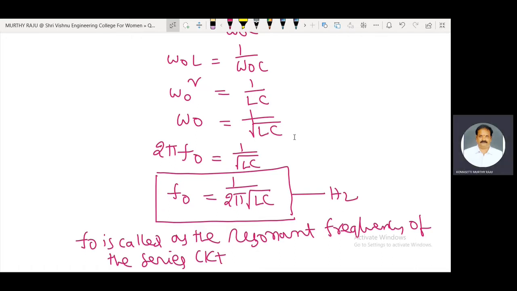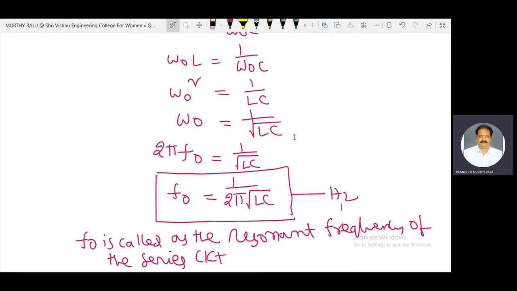The net reactance value is equal to 0. Z is equal to R plus j into omega L minus 1 by omega C. X is equal to XL minus XC. The net reactance is equal to 0 means XL is equal to XC. Therefore, finally, Z is equal to R. The impedance of the circuit at resonance is purely resistive. Purely resistive means applied voltage and current are in phase with each other.